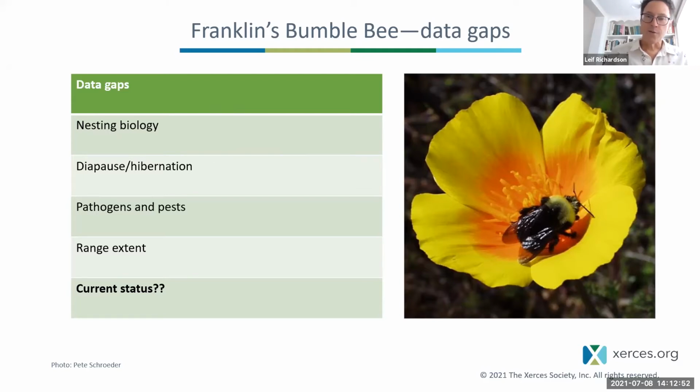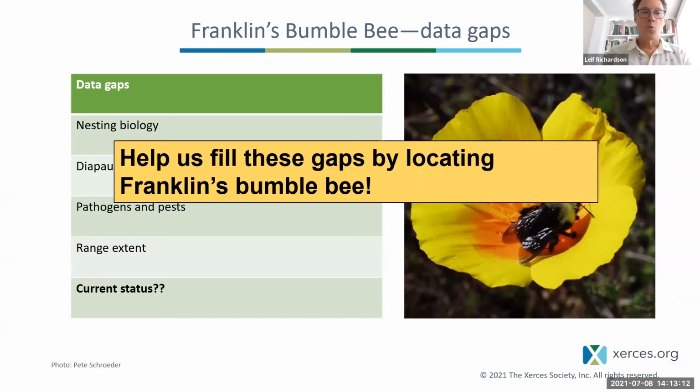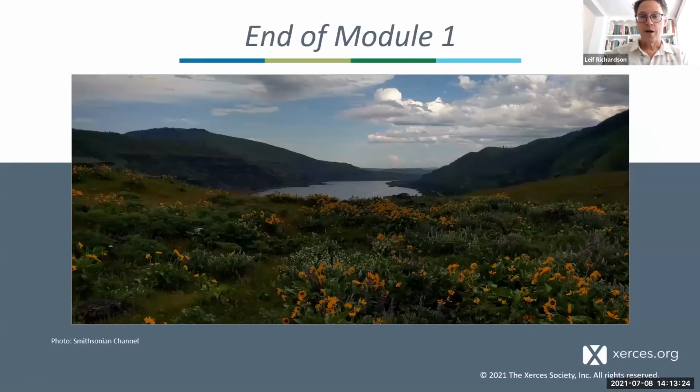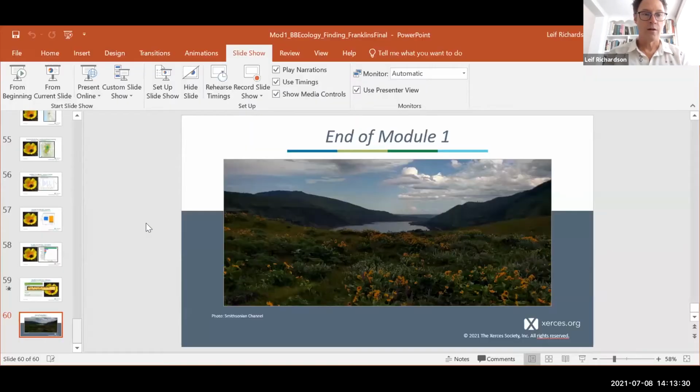We don't even know exactly what the range is like. I think we're confident it occurs in the 60 mile by 40 mile rectangle or oval across the two states, but I don't think we'll be surprised if you find one that's outside of the currently known range just a little bit, right? And so the current status, is it extinct? Is it phenomenally rare? We just don't even know. We haven't seen one for 15 years. So please help us fill these gaps by locating Franklin's bumblebee. With that, I will wrap up the first module. And I think we are going to take a little bit of time for questions, and then we're going to have a break.